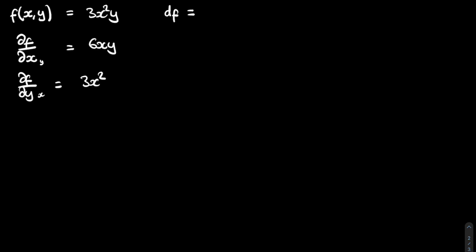This can be expressed as partial f by partial x holding y constant times a change in dx, plus partial f by partial y holding x constant times dy. So it's basically you're summing the contributions from each derivative. So that's how you get the full derivative in terms of dx and dy. So you evaluate the partial derivatives.